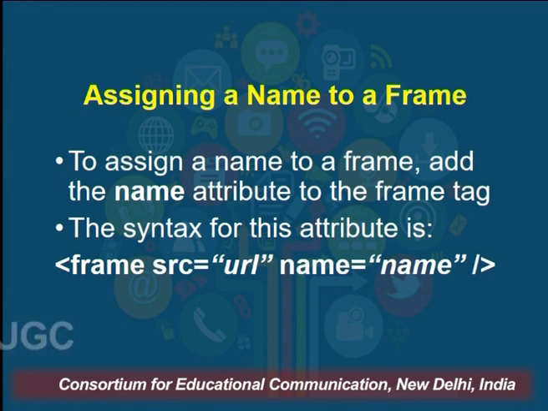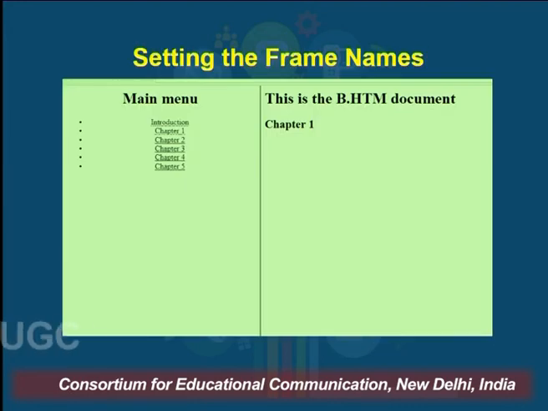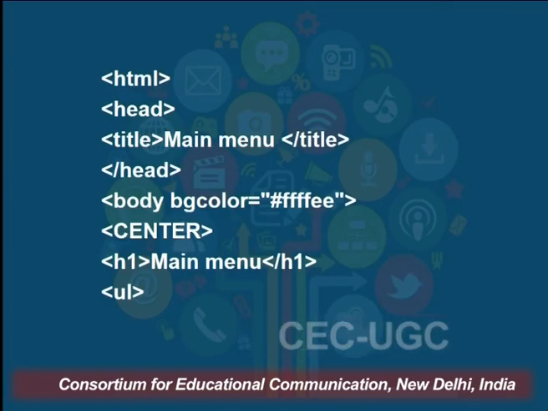So we say frame src equal to URL. This is the source, the path and name of the file which you want to open in this frame, and you give this frame a name. Say for example we give this frame the name frame 1. Then this frame will be identified as frame 1. You can see the same setting shown here again, that we have these 2 frames and we are naming both of them. Please remember we are going to name both frames, maybe as frame 1 and frame 2.